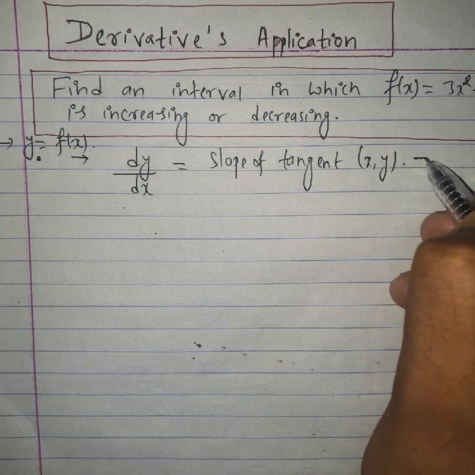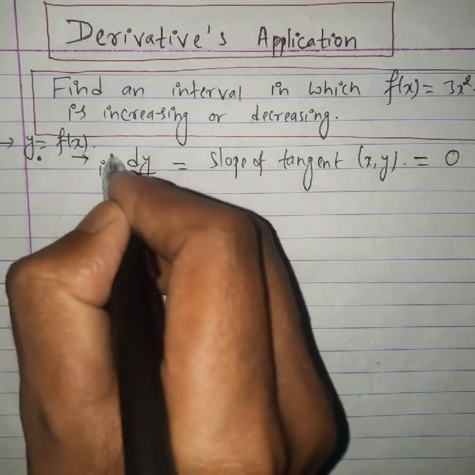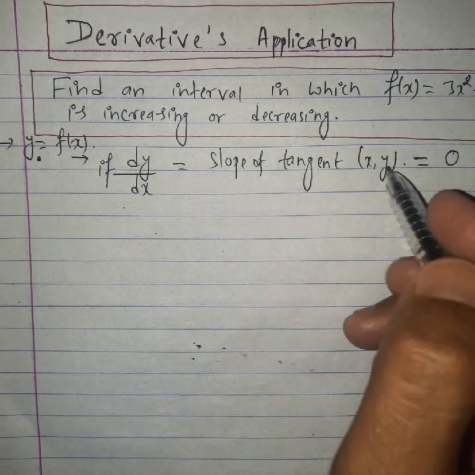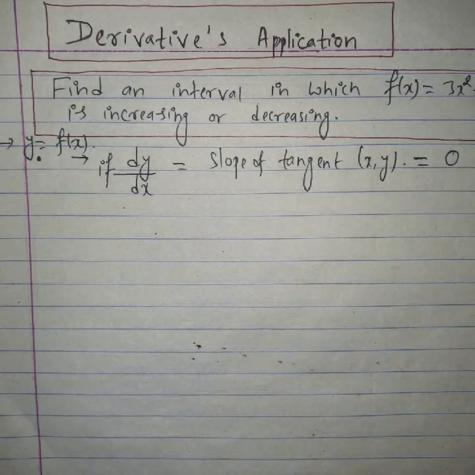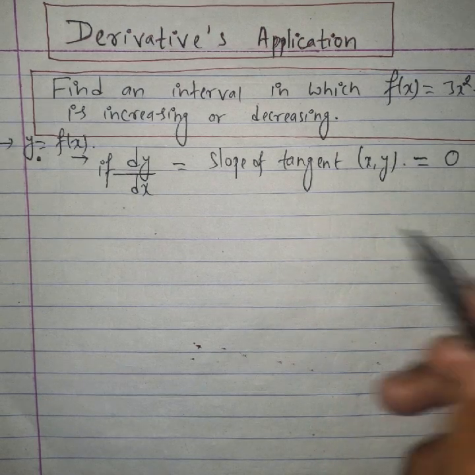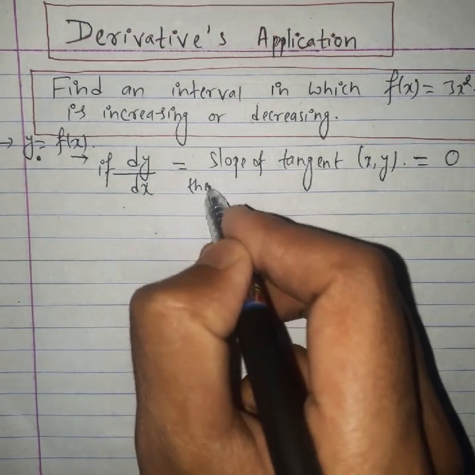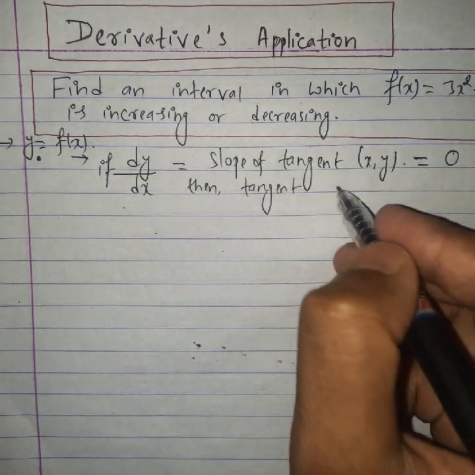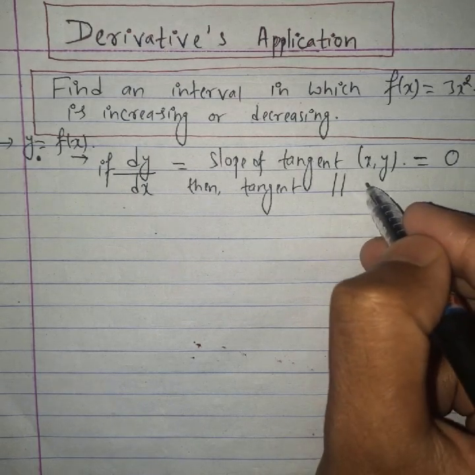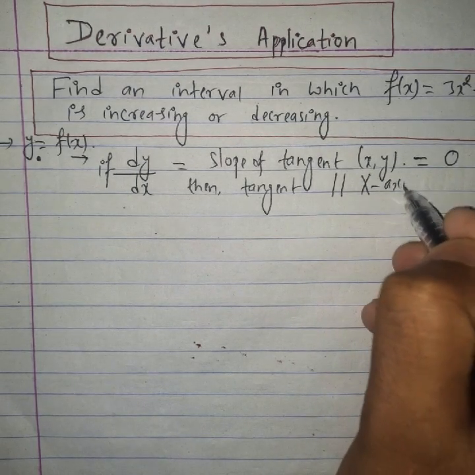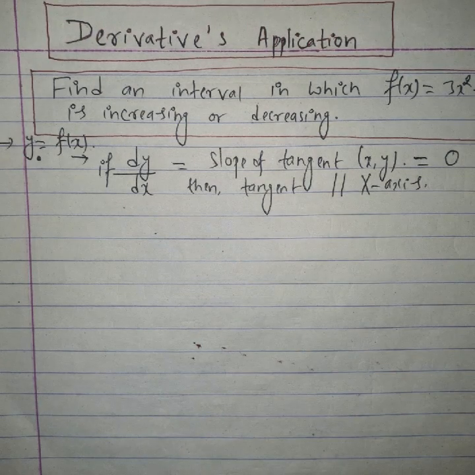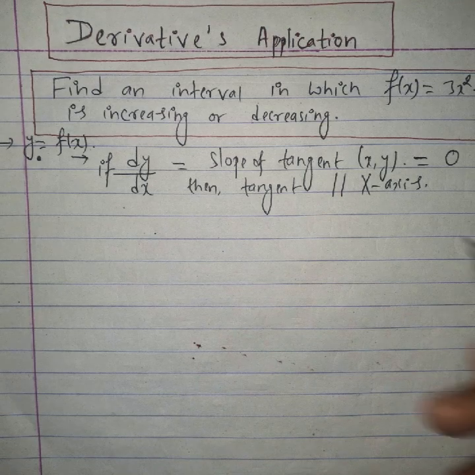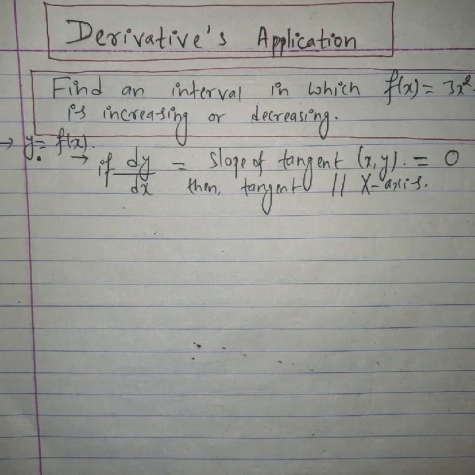If dy over dx is 0, then the slope of the tangent will be 0. That means the tangent will be parallel to the x-axis. Please remember this very important point: if dy over dx is 0, then the tangent will be parallel with the x-axis.